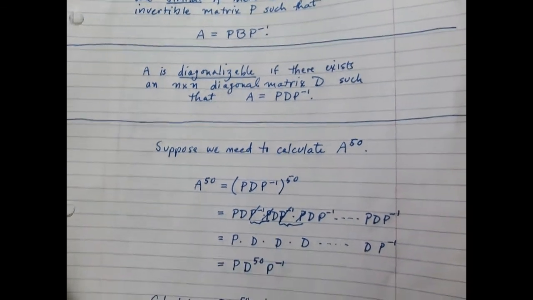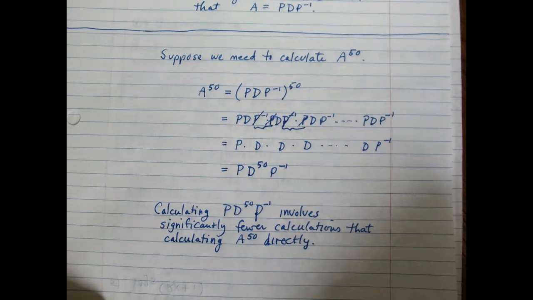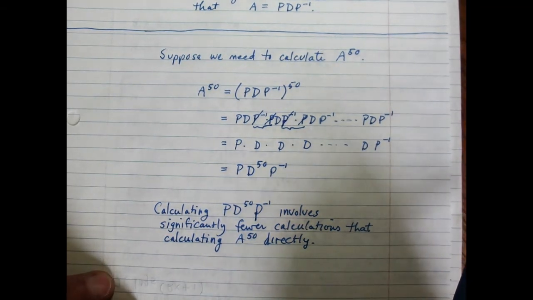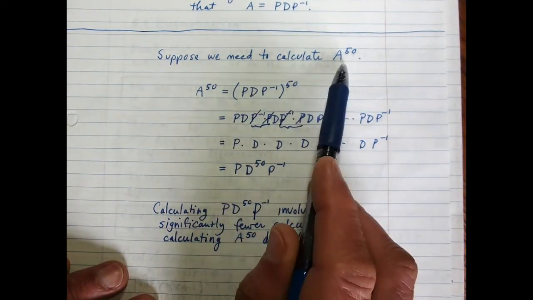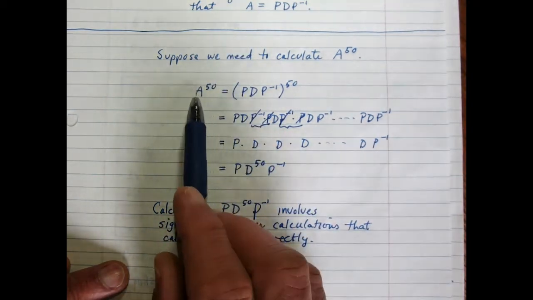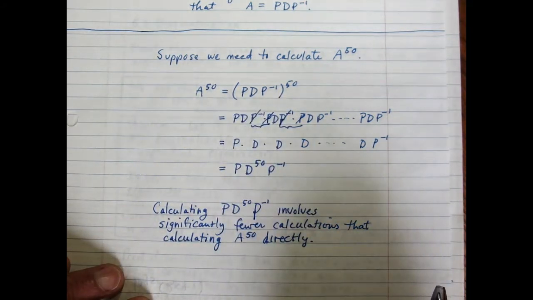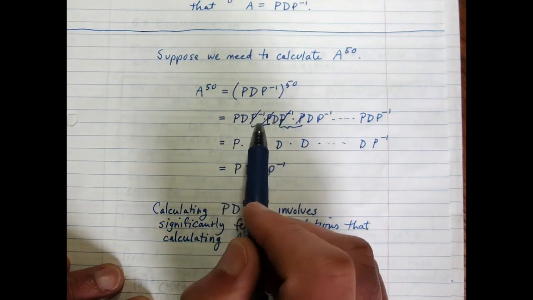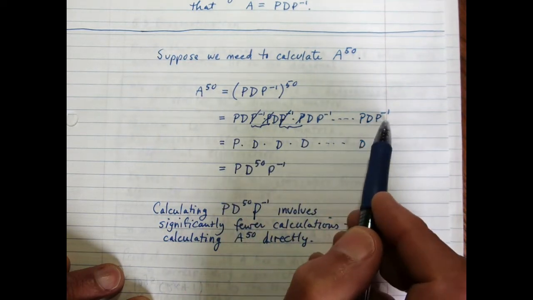So I just want to give you a quick example of why we might care. It has to do with making calculations significantly less complicated. Suppose we need to calculate A to the 50th power. If A is diagonalizable, then A to the 50th power is PDP inverse to the 50th power, which looks like a big mess. But if we write out PDP inverse, imagine that 50 times, right?